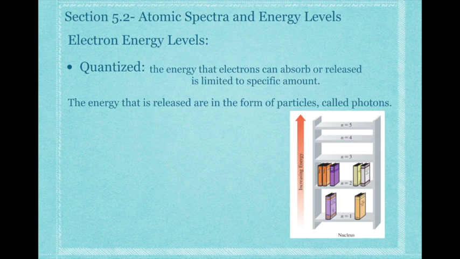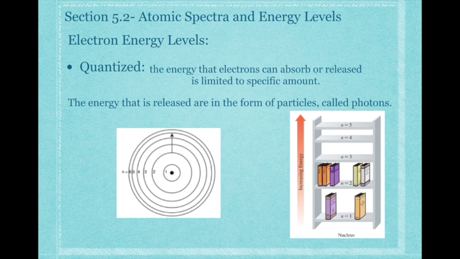Let's use an analogy. Here you've got a bookshelf, okay? So n equals 1 represents an energy level where your electrons are, and they're closest to the nucleus. n equals 2 is the next level up, then n equals 3, then n equals 4, then n equals 5. Notice I can't put books in between n equals 1 and n equals 2. It has to be on that shelf with that specific energy. And the same thing applies for electrons.